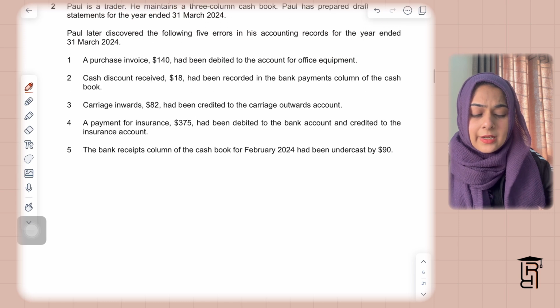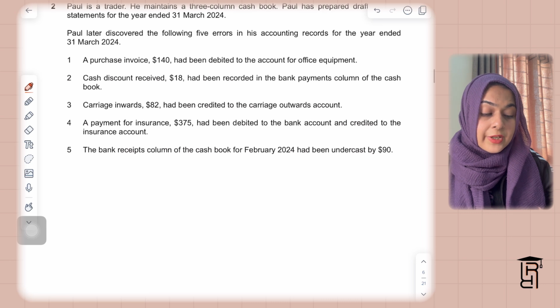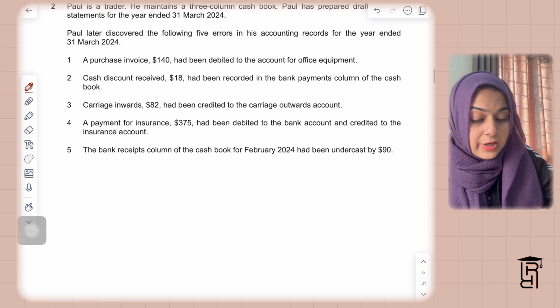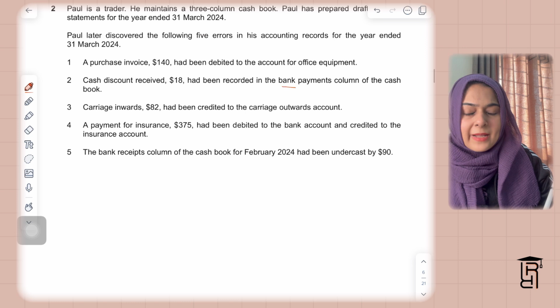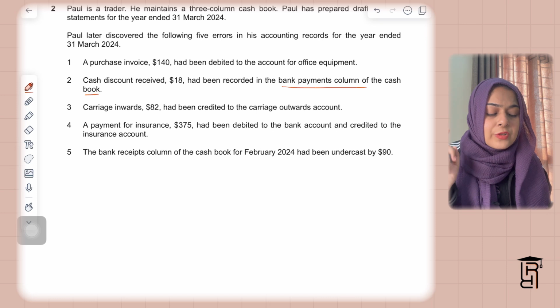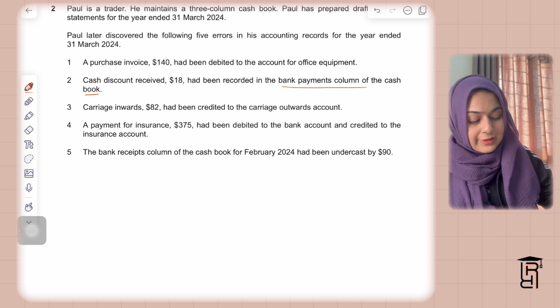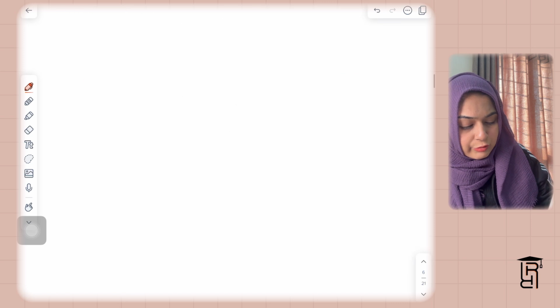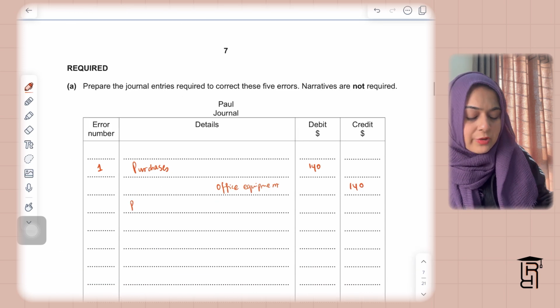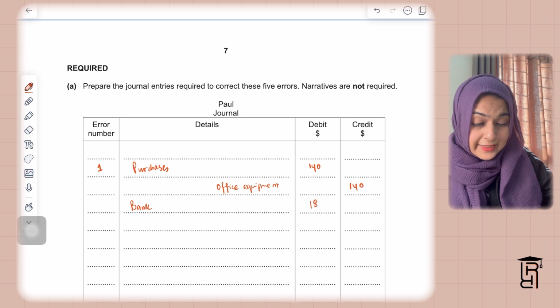And the next part, like the second error here, says cash discount received $18 had been recorded in the bank payments column of the cash book. So the bank payments column is like you're crediting the bank account with this $18, which is the discount received. So if you're crediting the bank account, which is wrongly credited, you need to debit the bank account first. So you need to remove it from the bank. So if you've credited the bank by $18, you debit the bank by $18.